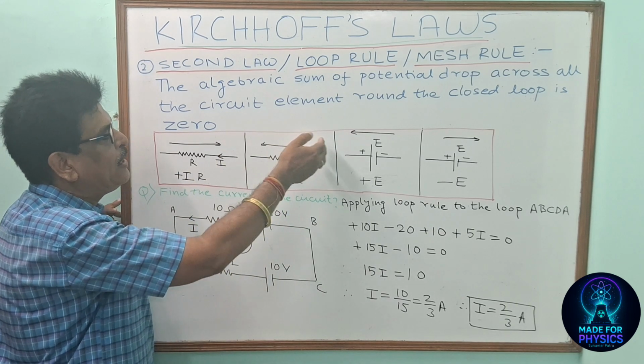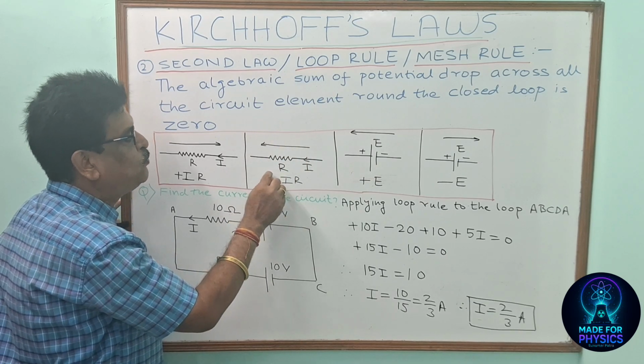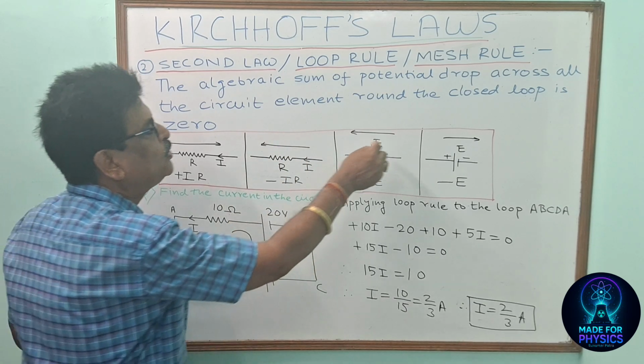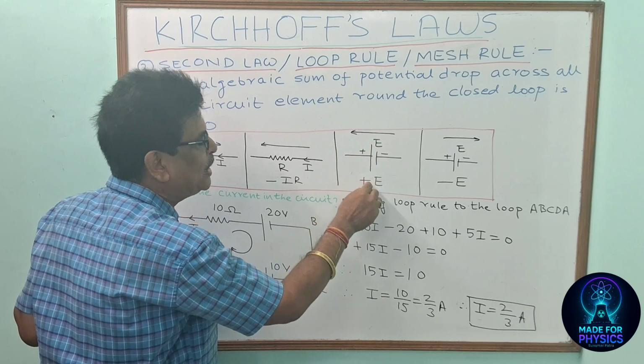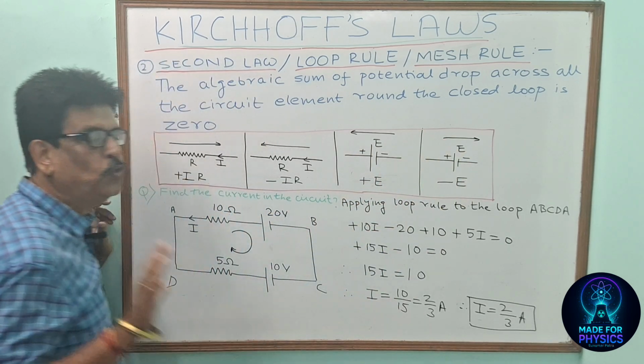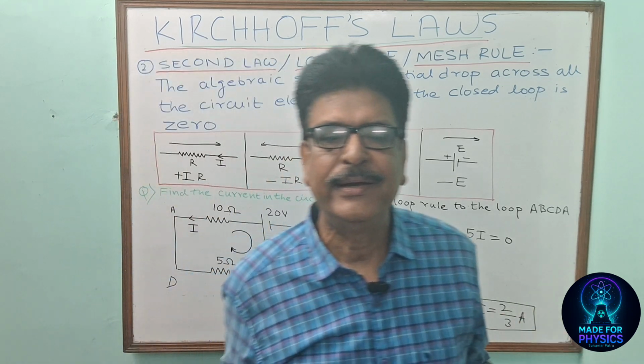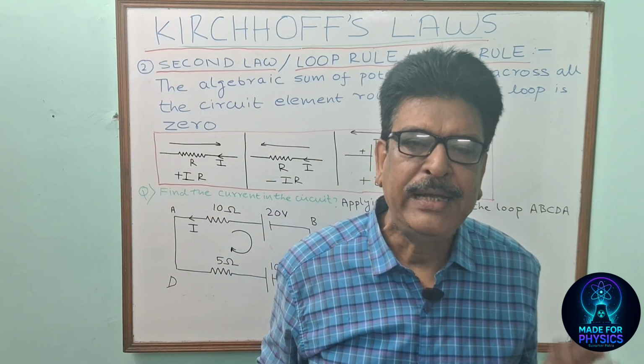Here you are moving along the direction of current, that is moving from higher to lower. So therefore minus IR. Here also from negative to positive, plus E. From positive to negative, minus E. If you follow this rule properly, you'll get the answer absolutely correct whenever you are solving any question.